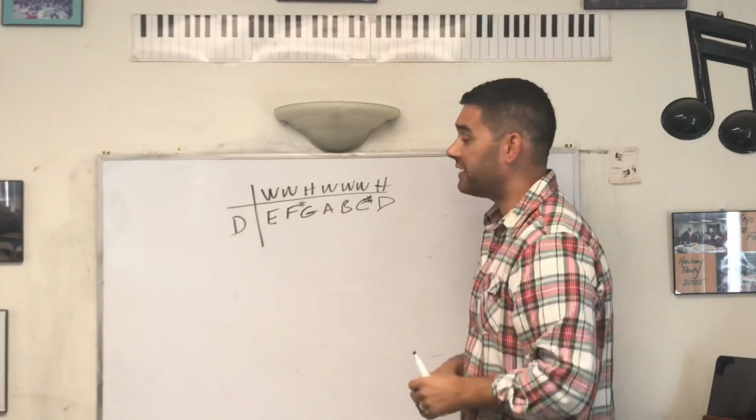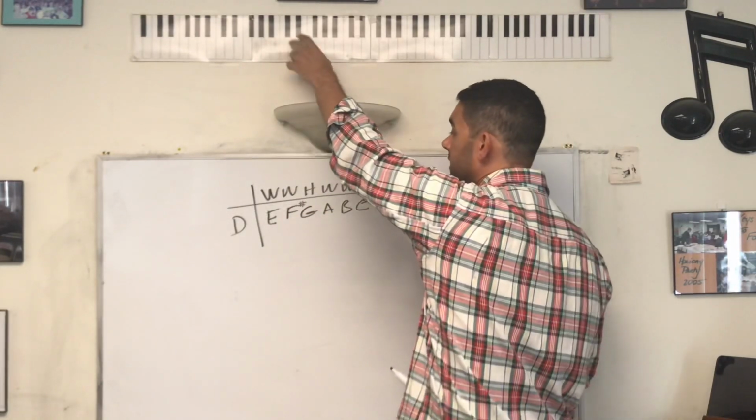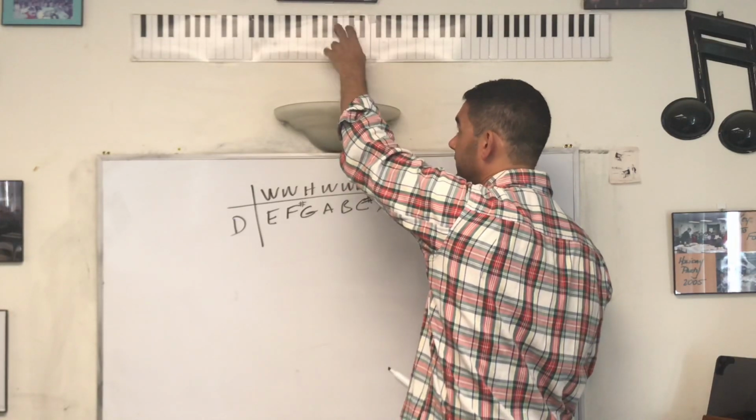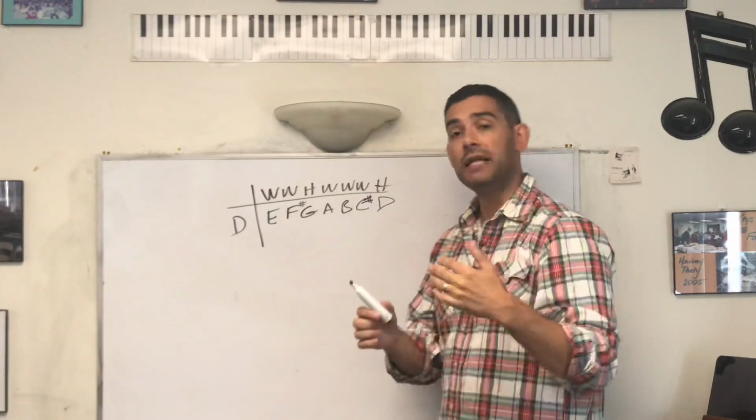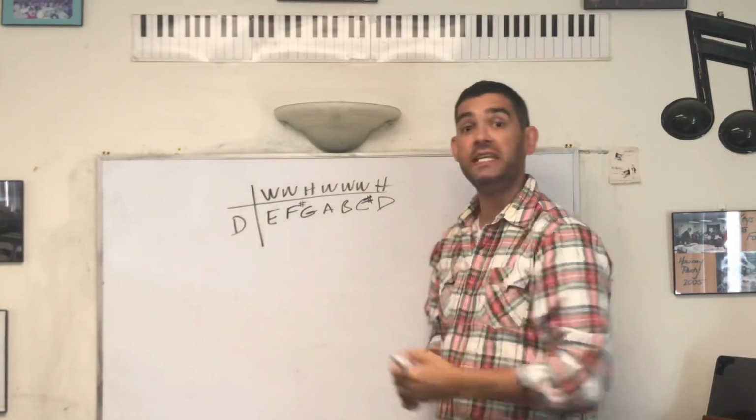Now, how do I know if I did it correctly? I play the notes. So if I start on D, if I play D, E, F sharp, G, A, B, C sharp, and D, it will sound like the do, re, mi, fa, sol, la, ti, do scale of D, starting on a D.